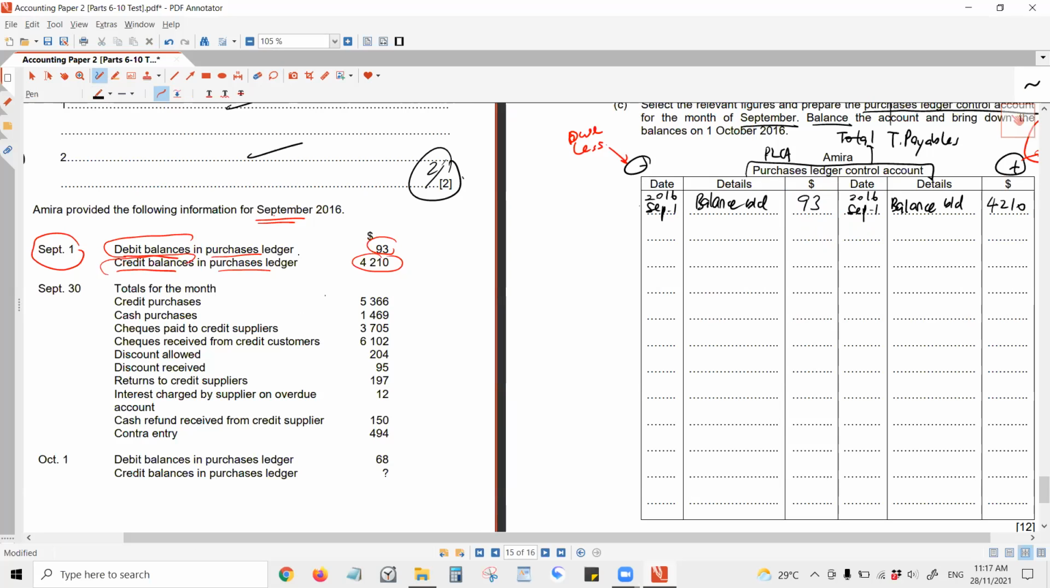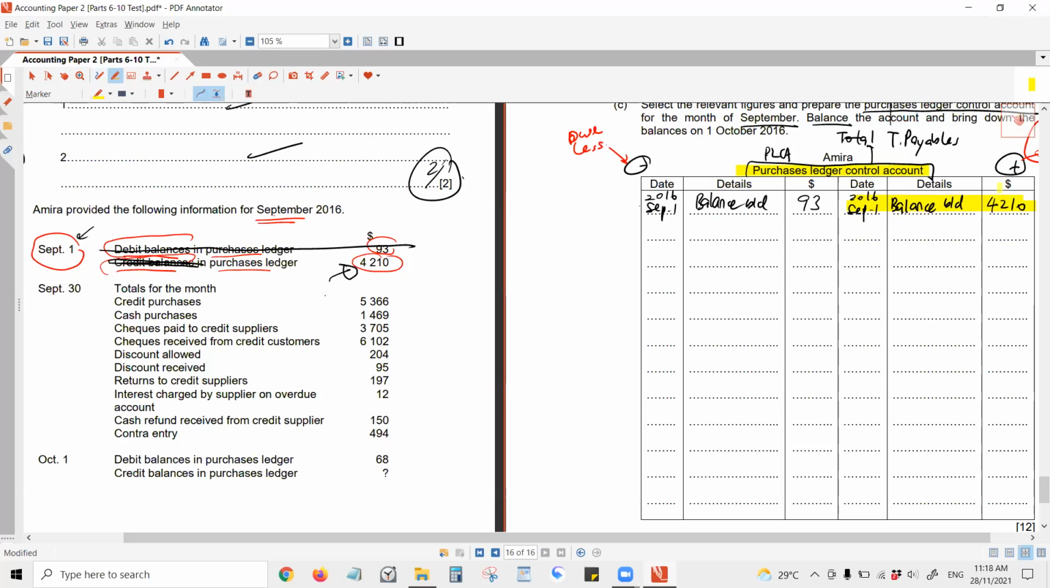In certain questions, they may not tell you whether the amount should be on the debit or credit side. Let's say you don't have the 93 and you have been given only 4210, and they don't tell you that this is a credit balance. They tell you that the total trade payable is 4210 on September 1st. When there's only one balance and you do not know whether it's debit or credit, when you are doing a purchases ledger control account, for sure it is the credit balance.